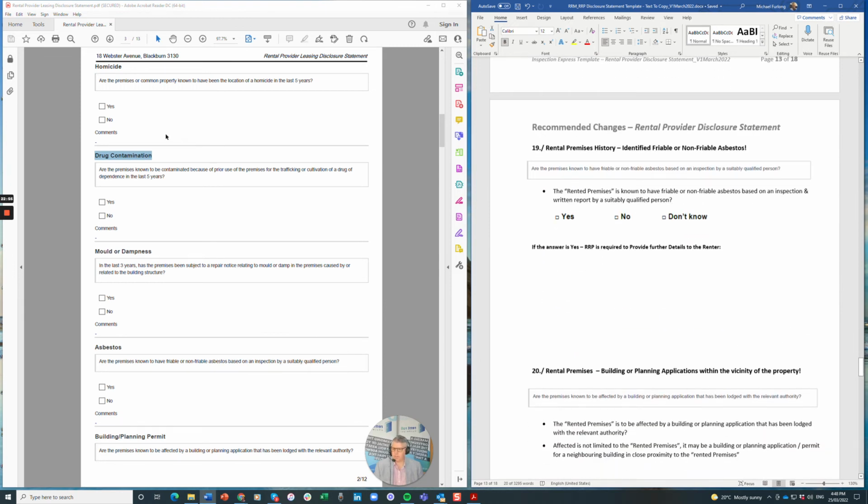asbestos. The rented premises is known to have friable or non-friable asbestos based on an inspection and written report by a suitably qualified person. It's actually inspection and report, because you might have somebody go and have a look, but you need to have a report back to say this is what it is. So that's why I've written that in there. So don't be copying this. Yes, no, don't know. And again, if the answer is yes, RRP to provide further details.